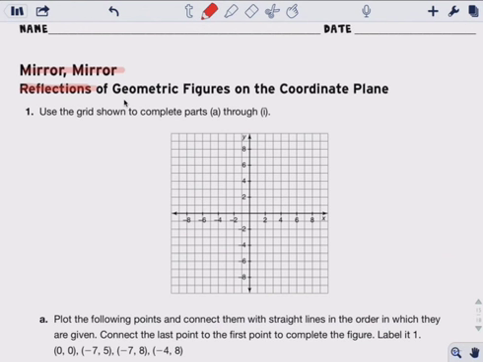Okay, you're going to do all these problems. This graph is for A through I. A lot of one graph relates to all the questions. Plot the following points and connect them with a straight line in the order in which they are given. So plot it in the order they are given. Connect the last point to the first point and label it figure 1.